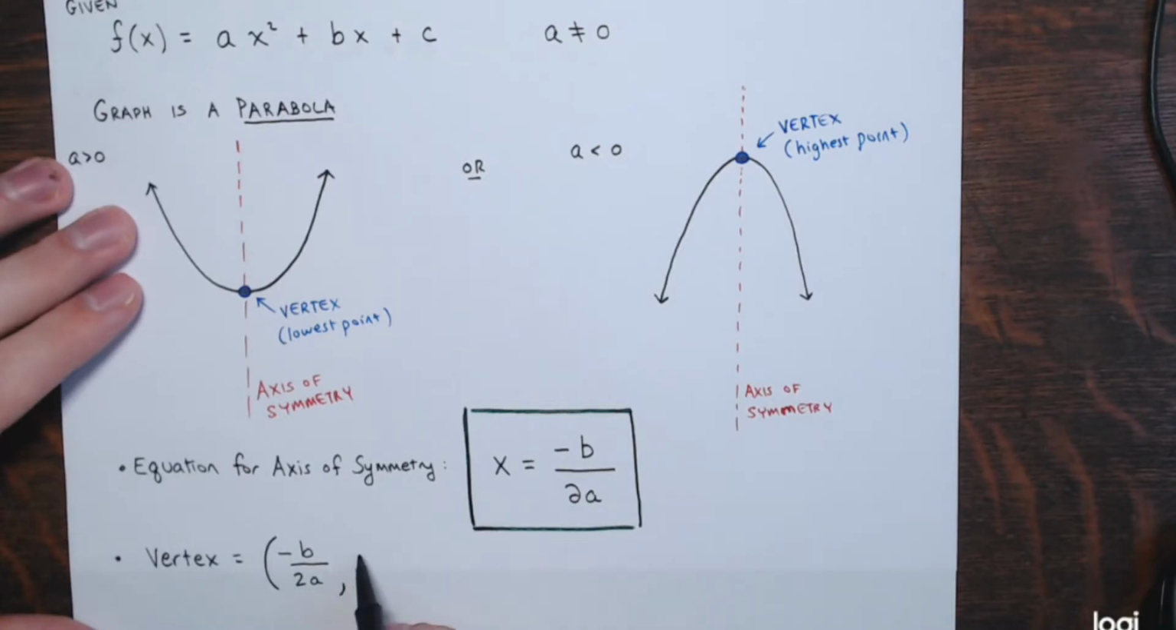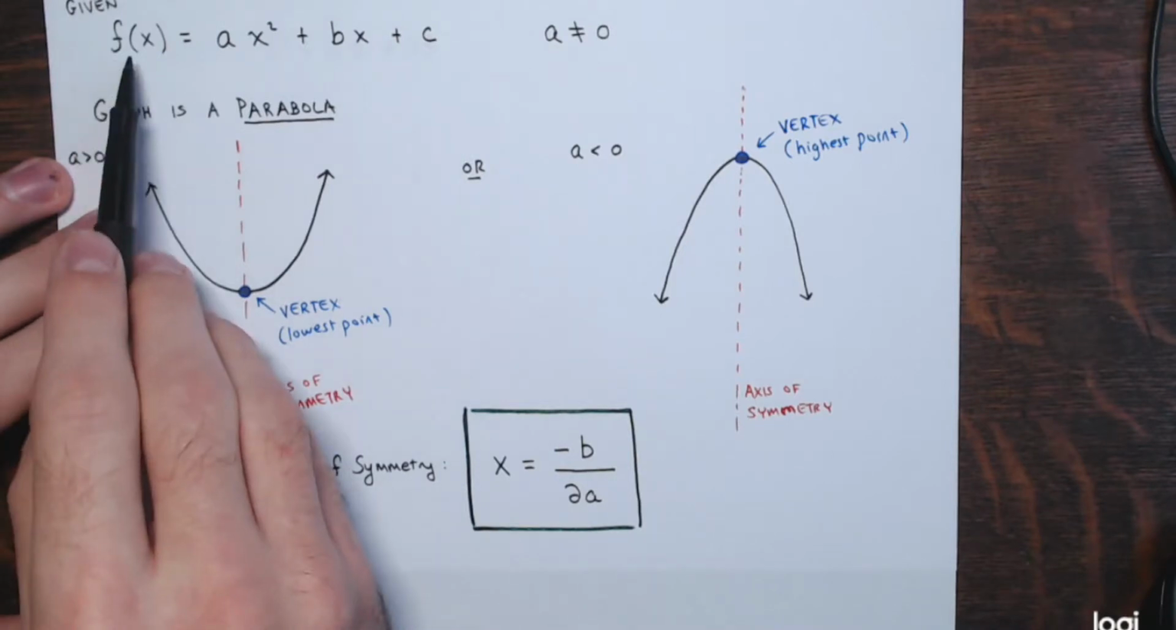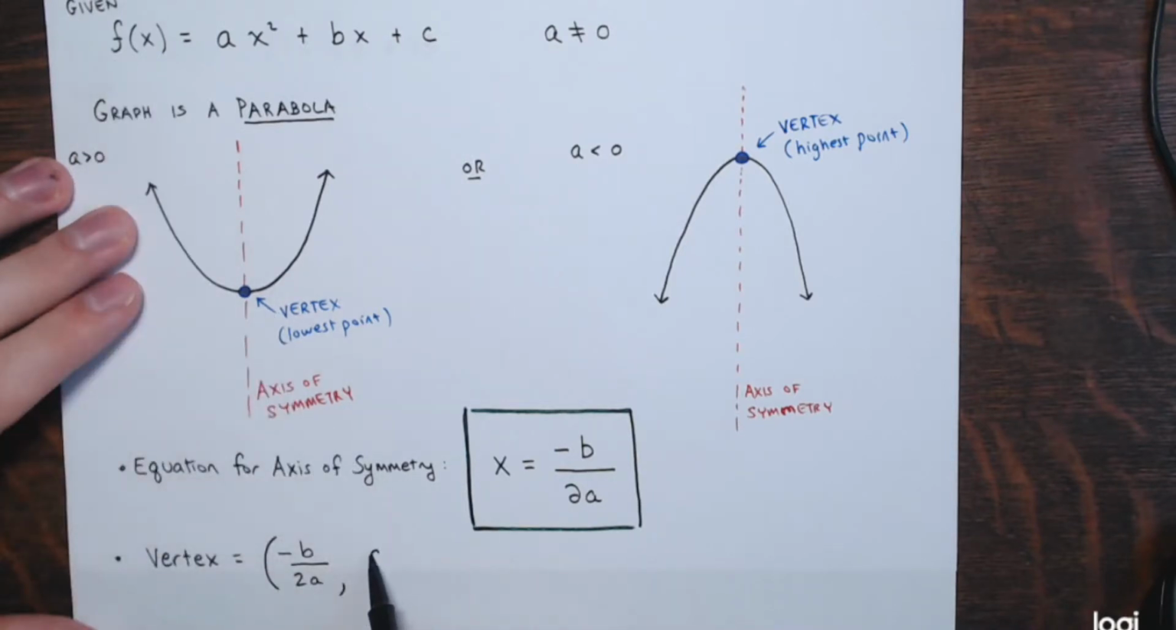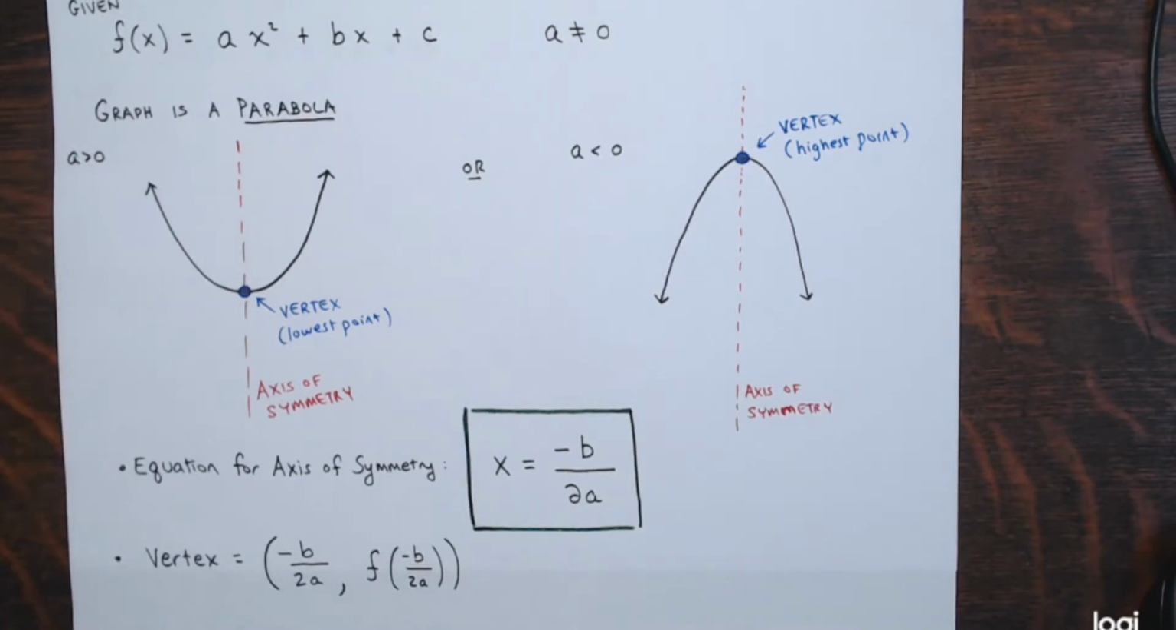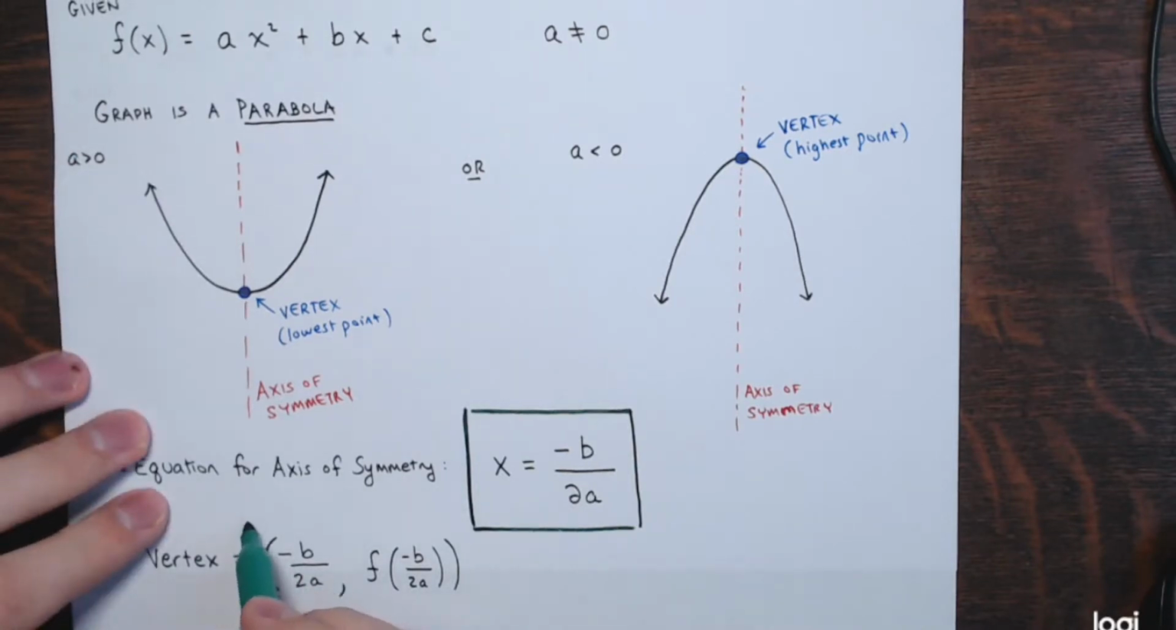And then to find the y-coordinate, I just plug it into the function. This is f of x, so the output would be f of negative b over 2a, whatever that output is. Okay. So again, I'll box this. This is important for our purposes in this video.